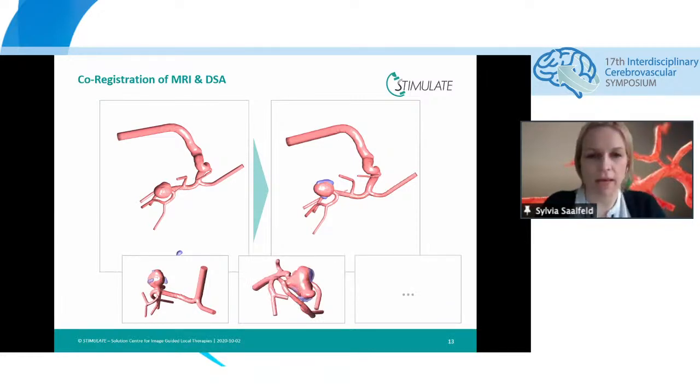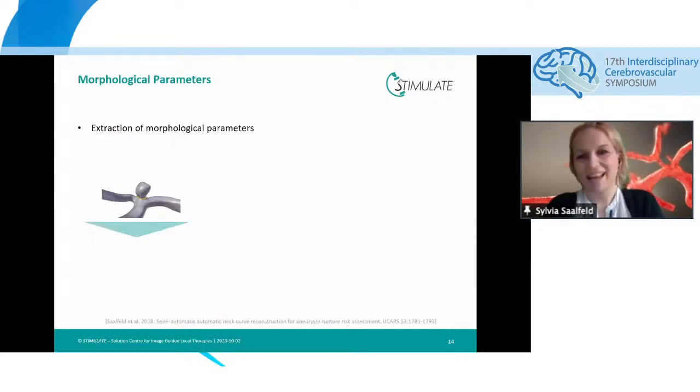Now we want to have a closer look at what happens with these patches, what happens in the areas where a wall enhancement was visible in the MRI dataset. Therefore, we extract, like all the other guys here, of course, the morphological parameters. For this solution, we also used an in-house program I created 2 years ago. It's based on MATLAB, where the user can semi-automatically define a neck curve. This is illustrated here in orange. And then the aneurysm is separated from the parent vessel.